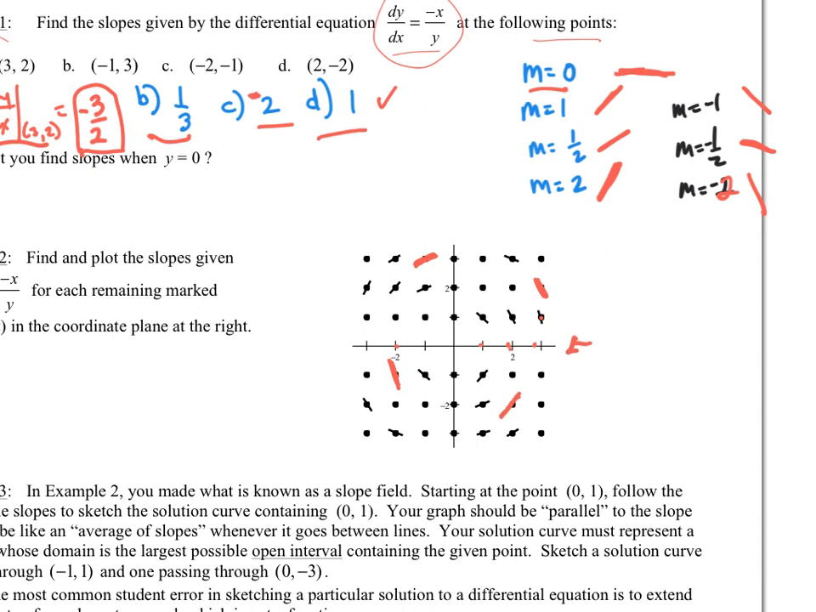For instance, right here at the point (1, 0), I'm going to get dy/dx equal to, well, we're using this again, so this would be negative 1 over 0. We know that this is undefined. And so we might think, well, slope undefined, we're going to make a vertical slope line. Well, we don't do that.